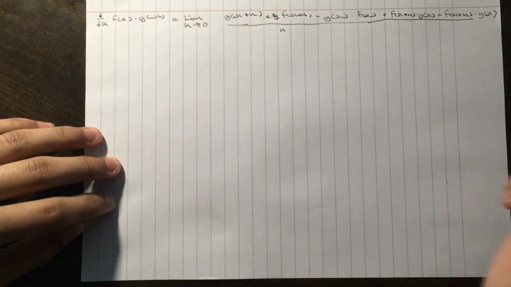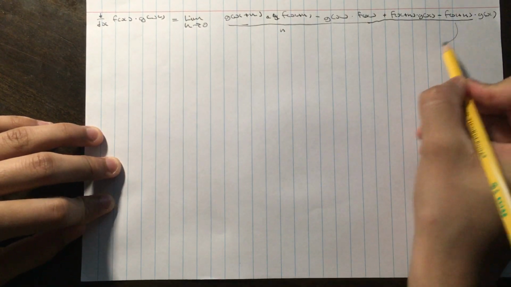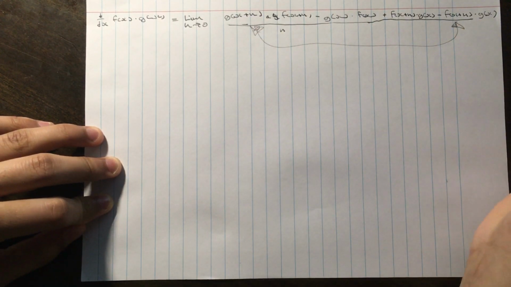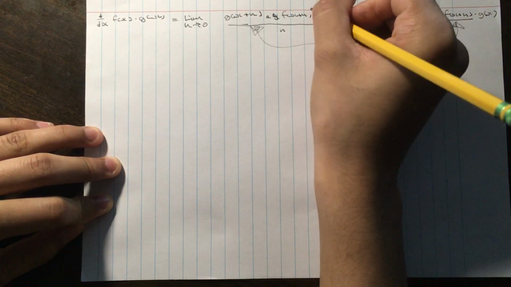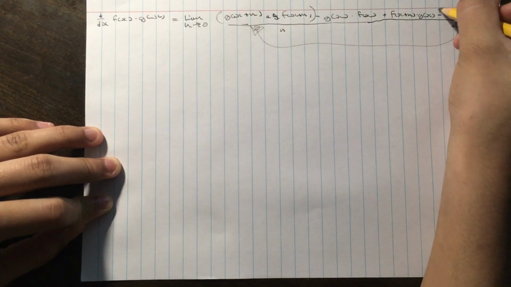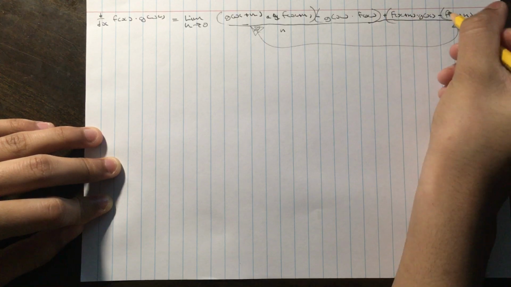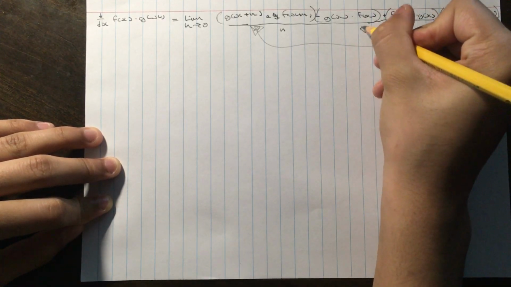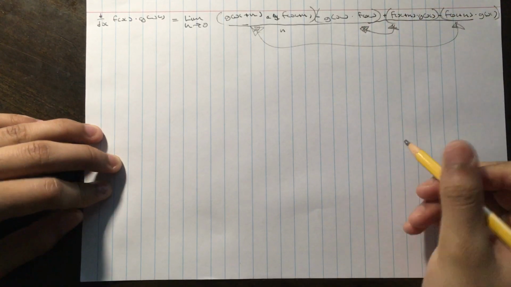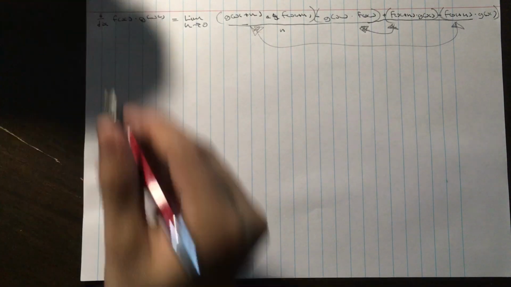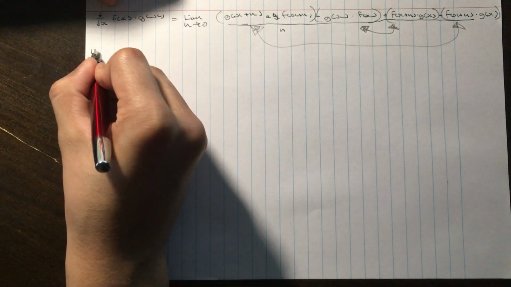Okay, so let's group some terms together. We'll group these two, and we'll group these two. So let's put some brackets around these things, and these two are also going to be grouped, right? So we still have our limit, of course. We can't change that.